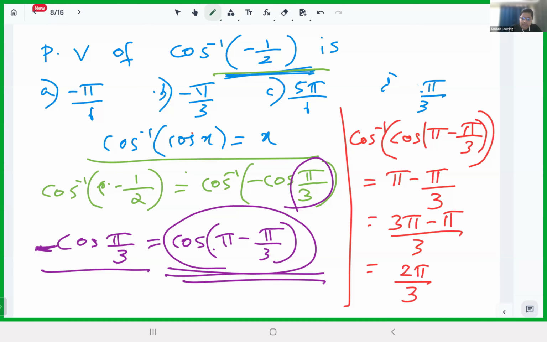And this 2 pi by 3, that was our last option, I think. Yes, it was our last option D. That was 2 pi by 3. So the answer is nothing but 2 pi by 3. Okay, I hope it is clear to you all.